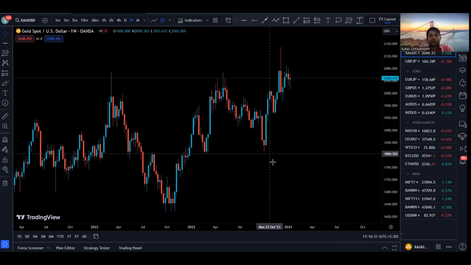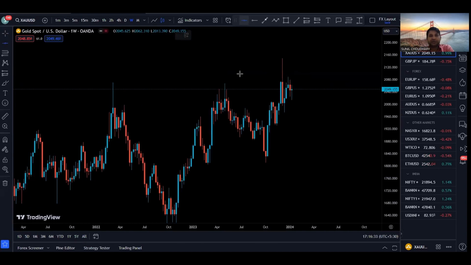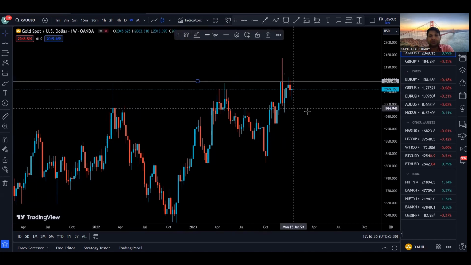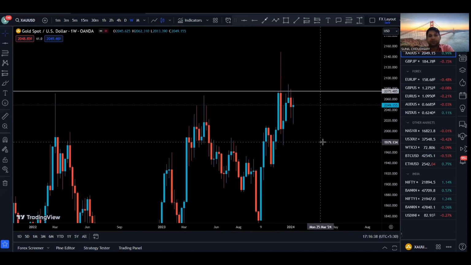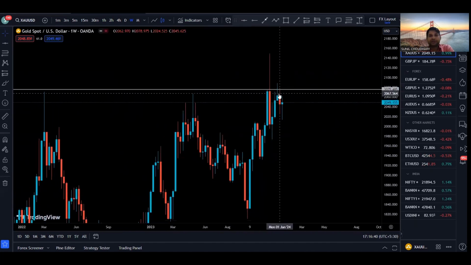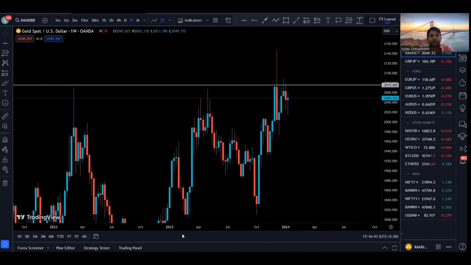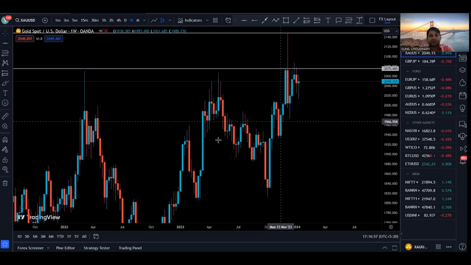And also we can find out that we have this resistance, right? And if we zoom a little bit, we can see that we have this resistance. Also, we can see resistance, resistance, resistance, resistance, right? So this one is going to be a pretty strong resistance. And also we can see that we had the next resistance right there.